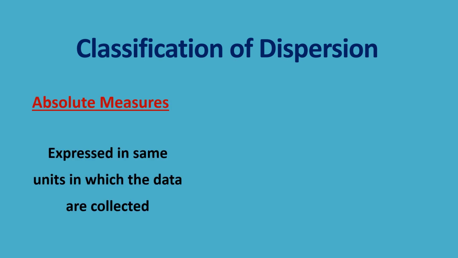Now let us discuss the classification of dispersion. It is classified into two: absolute measures and relative measures. Absolute measures of dispersion are expressed in the same units in which the data are collected.